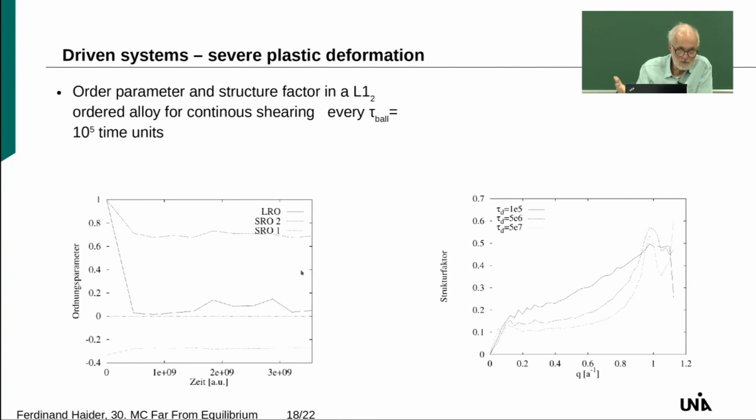I don't know whether you are familiar with these terms. Long-range order means that you have a periodicity over distances much larger than the lattice constant. Short-range order means that you have a preferential environment, so that if you have L12, the aluminum atom is preferentially surrounded by nickel atoms. That's short-range order. And here I studied the structure factor, which is basically the superlattice reflection.